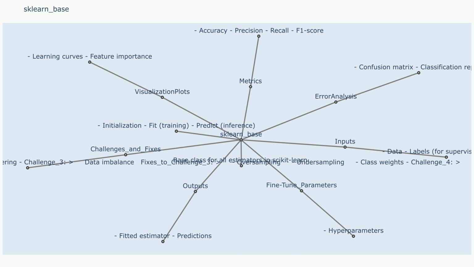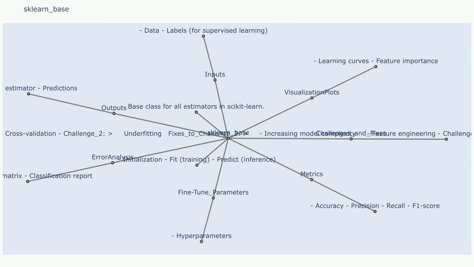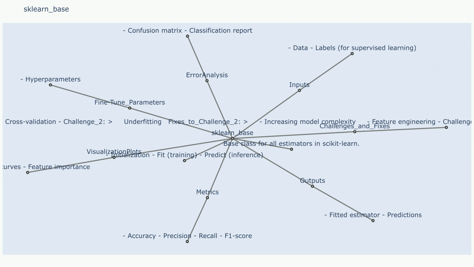sklearn base. Description. Explain in detail. The sklearn base module provides fundamental classes and methods for building machine learning models in scikit-learn. It serves as the foundation for creating and managing estimators, transformers, and other essential components within the scikit-learn ecosystem.